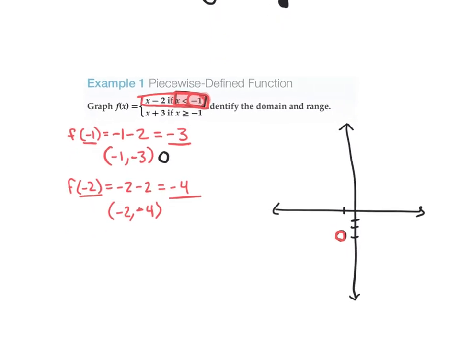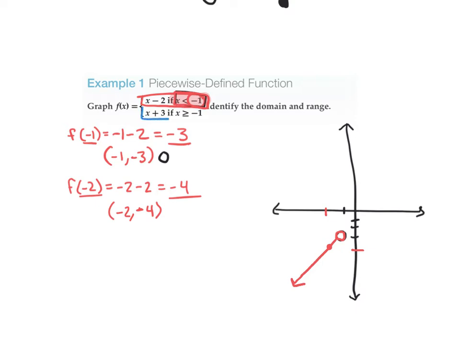So now we're still dealing with the first part, our first piece. So we're going to go to the left 2 and down 4 and put another dot there. And we're talking about all the values of x that are less than negative 1. So less than is everything to the left, so we're going to put an arrow pointing left. So we connect our two dots and put an arrow pointing left. So that's it for our first piece.